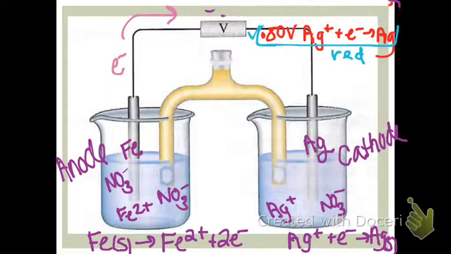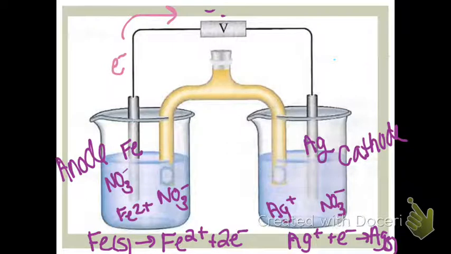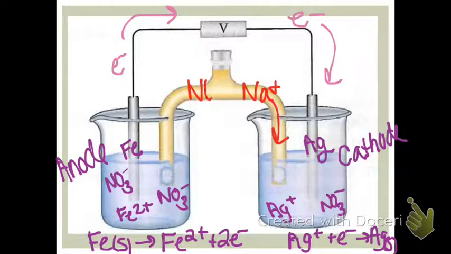I'm going to erase some of this. Because at the anode they lose electrons, and at the cathode they gain the electrons. I also know that in the salt bridge I have a solution of sodium nitrate. Sodium nitrate is made up of Na plus and NO3 minus. Remember, Na plus is a cation, and cations go towards the cathode. So the Na plus goes this way, and the NO3 minus, the anions, go towards the anode.